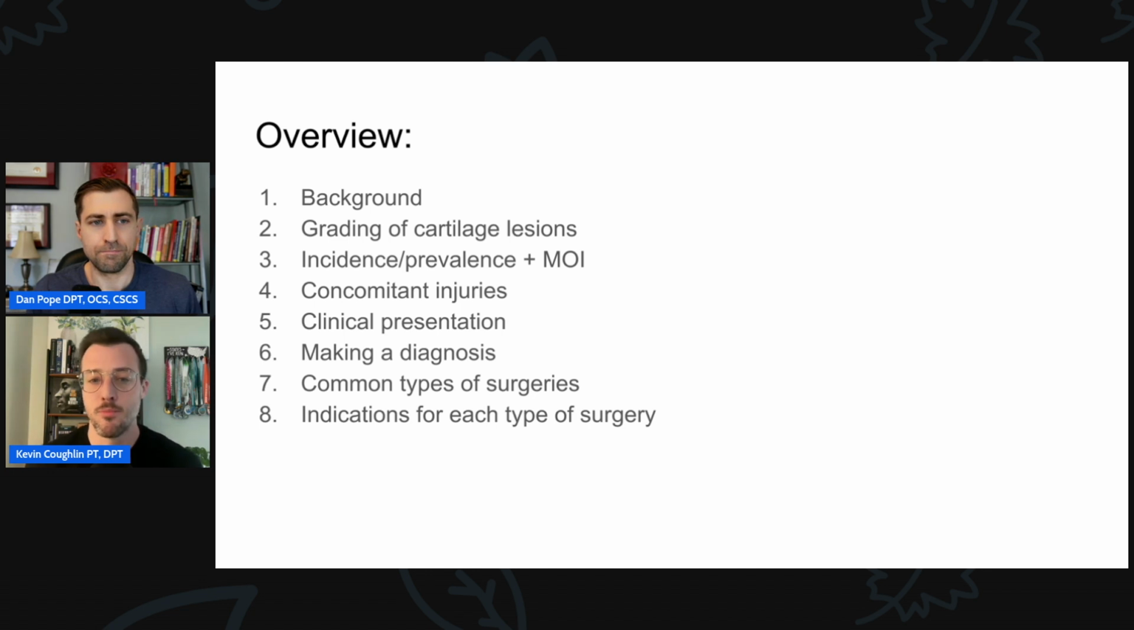The incidence and prevalence and mechanism of injury. We're going to cover concomitant injuries that often occur with cartilage defects, what the clinical presentation looks like, how to make a diagnosis in the clinic, and what tests or imaging you should look to order if you're suspecting one of these, what surgeries are commonly seen for these types of injuries, and for the different surgeries, when is one a better fit than the other. And I think a lot of good surgeons have a good grasp on this, but I think this is cool for PTs to start to understand a little bit.